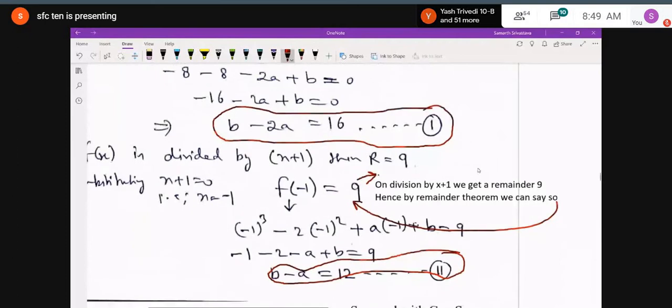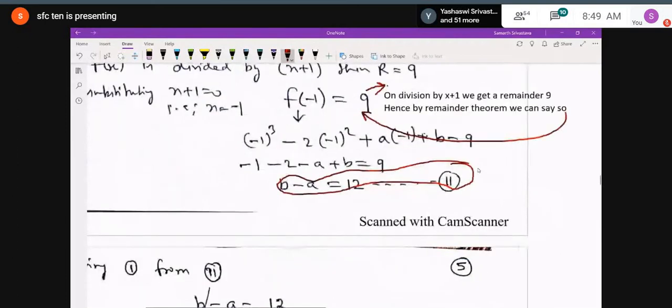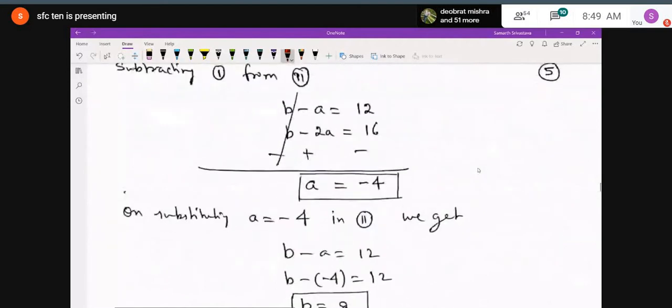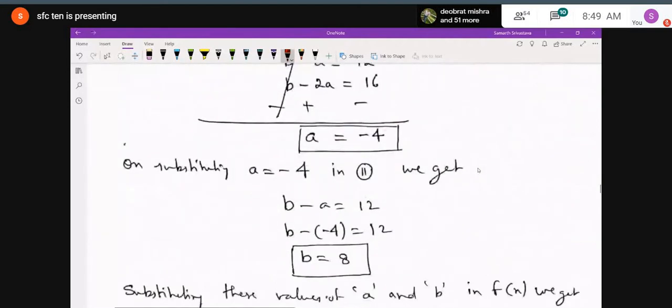So I have subtracted the first equation from the second one. Okay, and I got the value of a as minus 4. And when we substitute this value of a in any of the equations, like I have written this value of a equal to minus 4 in the second equation, then I have got the value of b as 8.